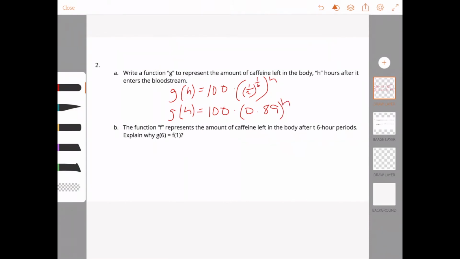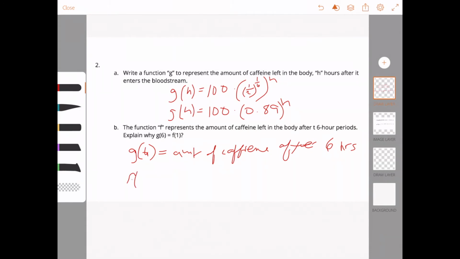Part B wants us to explain why g of 6 equals f of 1. So we know that g of 6 is the amount of caffeine that would be left after a period of 6 hours, right? Because we just talked about our expression g of h being in terms of hours.